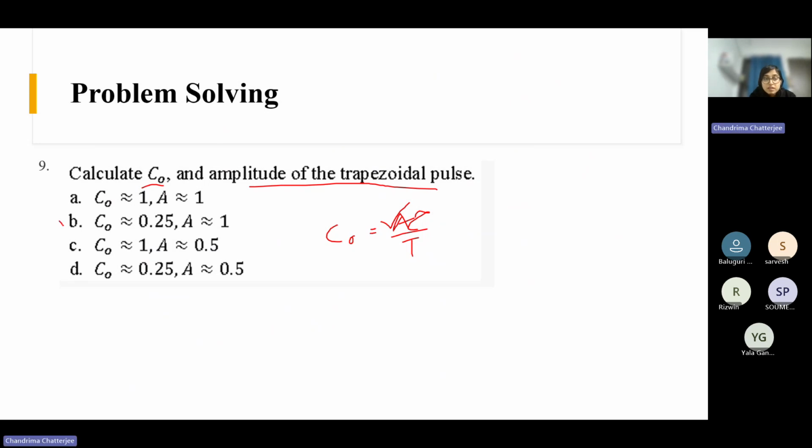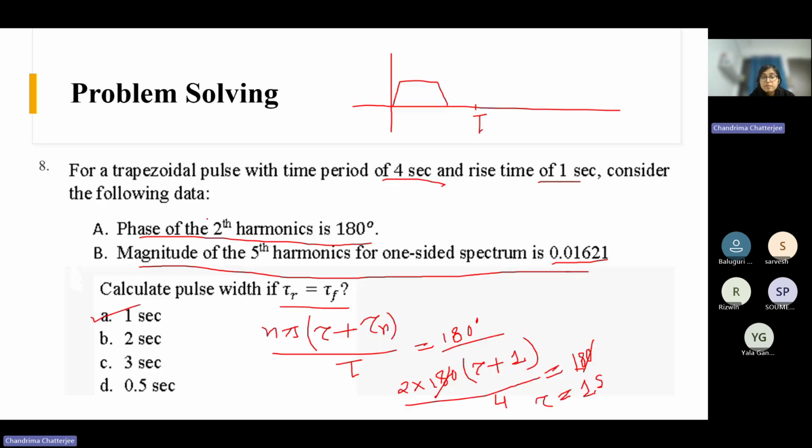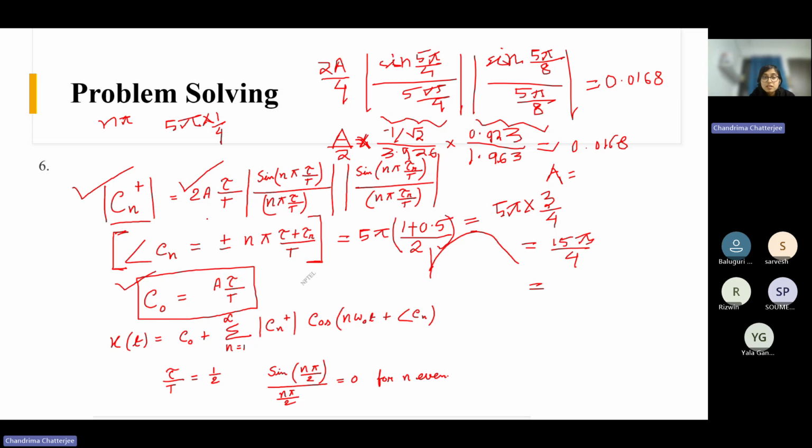Okay, so I think the correct answer is B. It is A is almost equal to 1 and C0 is 0.25. Okay, this is the answer.